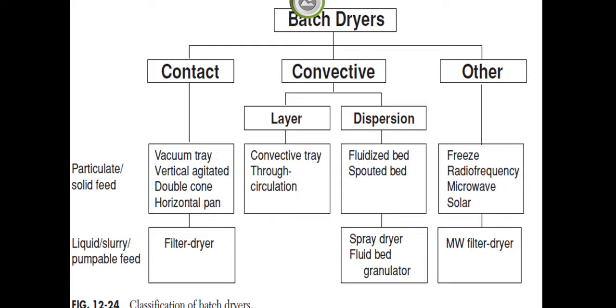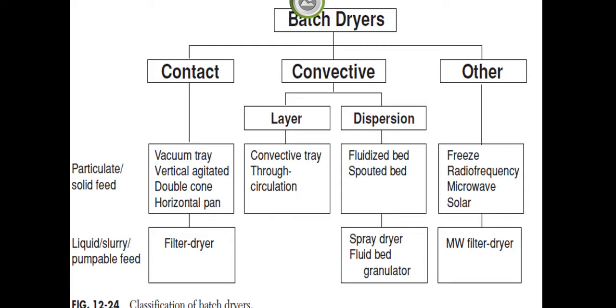So in here, for a batch dryer, which can be using conductive heat transfer, convective heat transfer, or other ways of heat transfer. In this case, in the last here, you could read that it's using freeze or radio frequency, and you can have microwave or solar type of drying. So these are the other ways of drying the material as suggested by Colson, if the material is solid or particulate in nature, and if the drying process is by batch. So this is how it is to be interpreted.